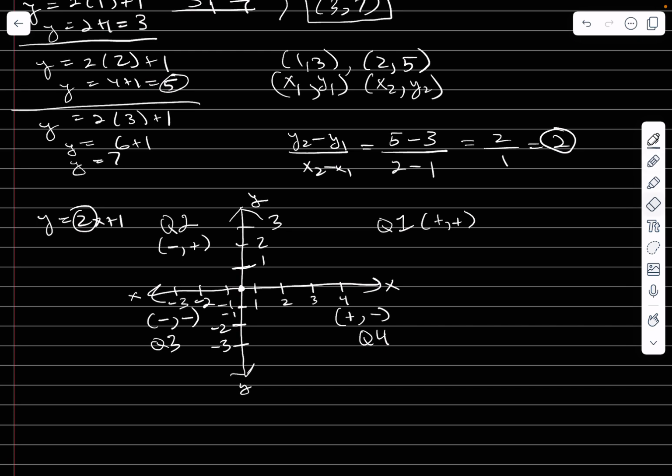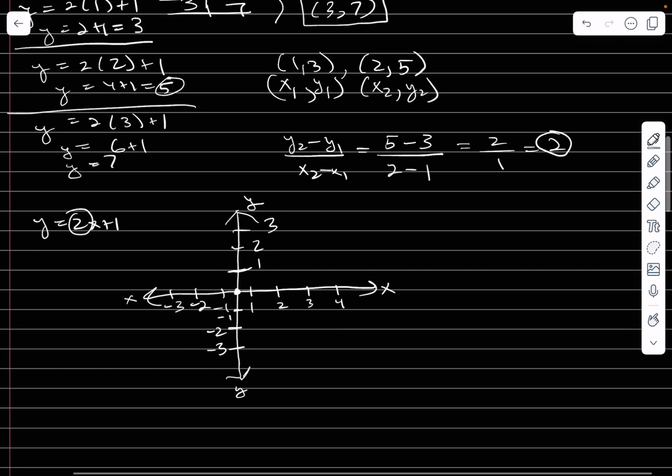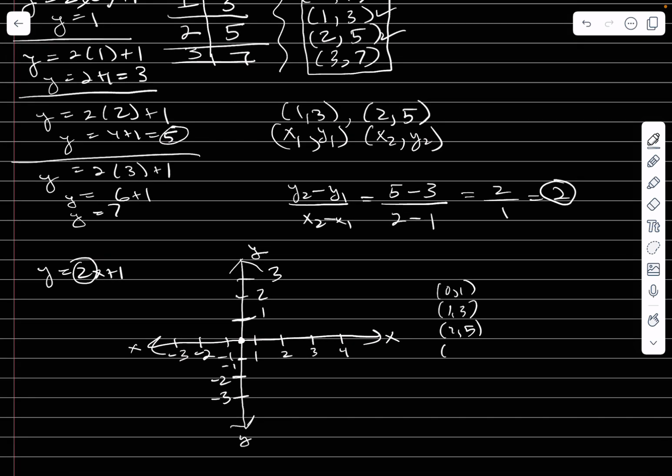I'm going to erase the quadrants now, but it's a good way, when you're first learning how to graph and how to make your own graph, to know the quadrants, because then it makes it pretty easy to label so you don't mess up. Now we're going to label our points, which were 0, 1, 1, 3, 2, 5, and 3, 7.